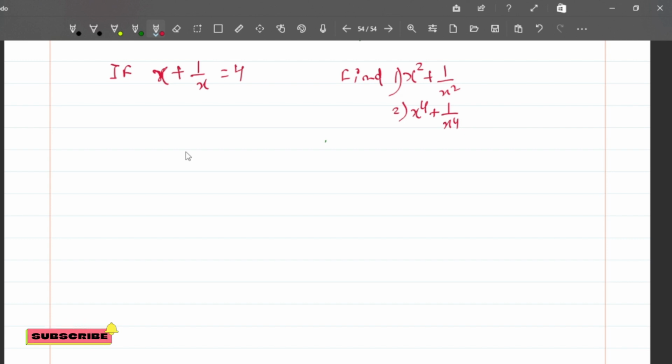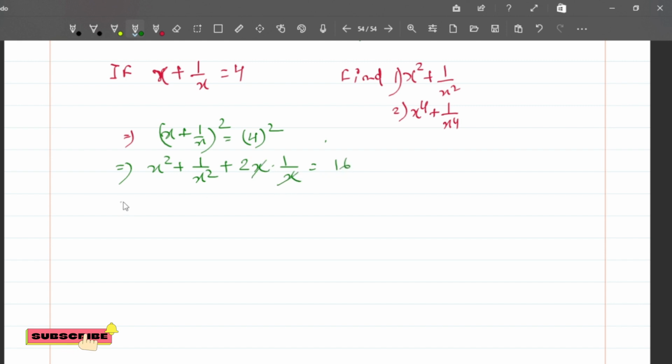Let's do a very important sum. Now squaring both sides again and express using the formula. Now do the calculation. So x square plus 1 by x square becomes 14. So that is your first answer.